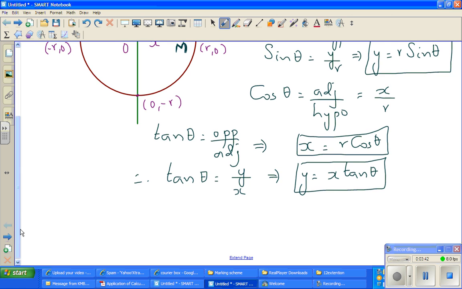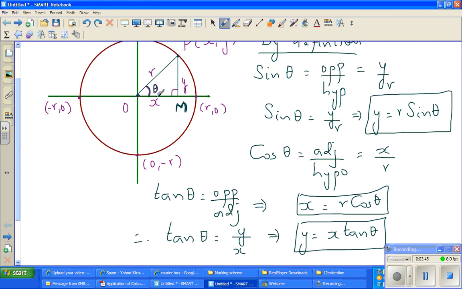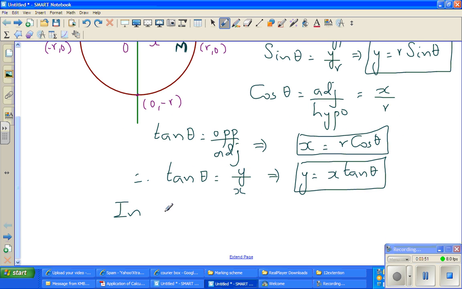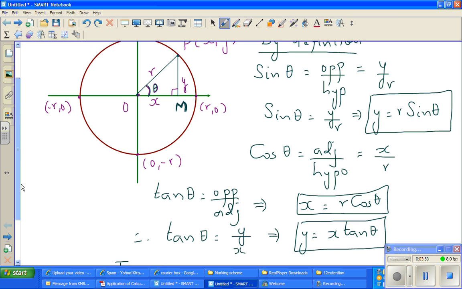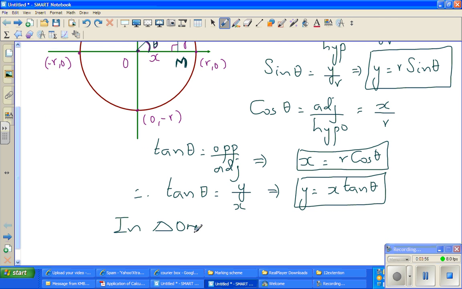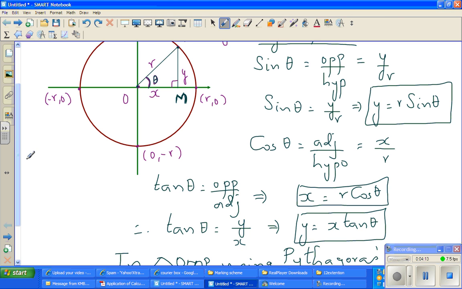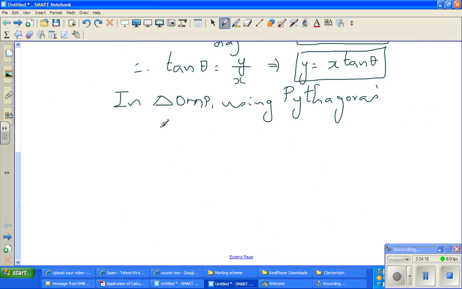So what are we going to say now? Using Pythagoras in triangle OMP. And this is why Pythagoras is so important, using Pythagoras theorem. Can I say x squared plus y squared is equal to r squared? Okay, so x squared plus y squared is equal to r squared.